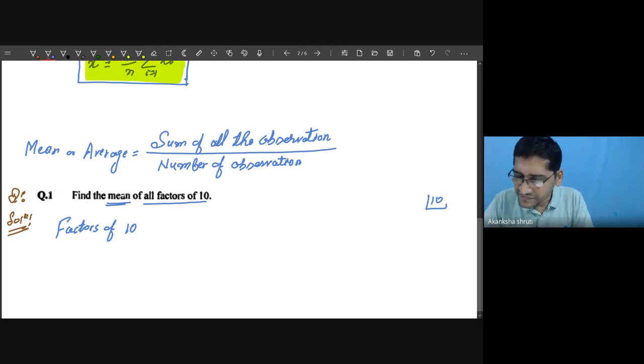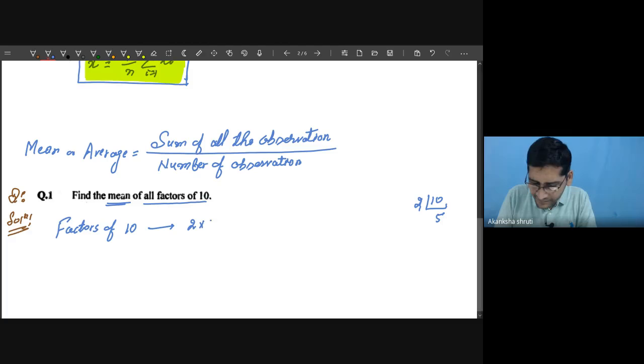What can we do? We can write this in prime factor form as 2 into 5. So what shall we take? Only these two factors, 2 and 5? Or what are the factors we have to take? It is not talking about the prime factors, students, it means all factors. So this is one way of factorizing.